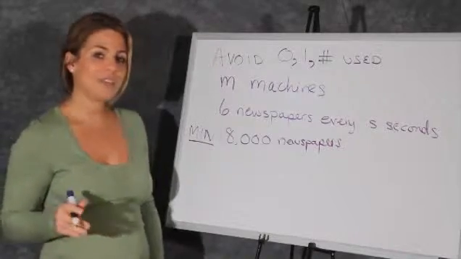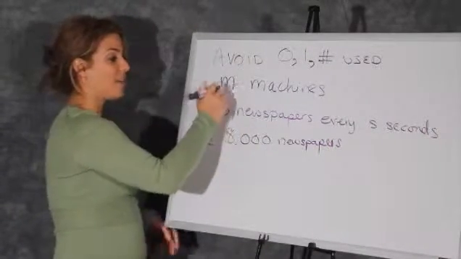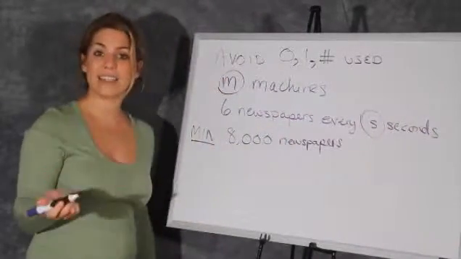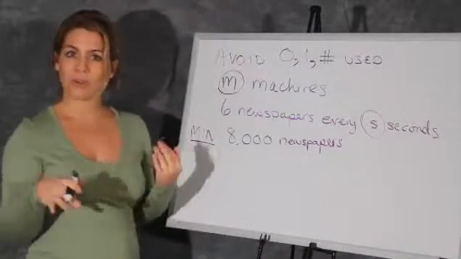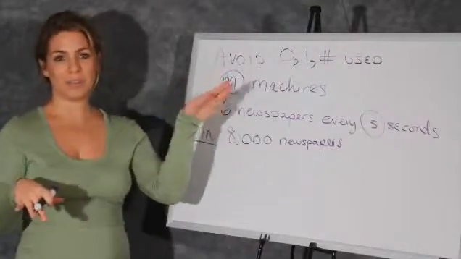Now there's a couple of things that you want to pay attention to here. Number 1, we have a lot of letter variables. We have M machines, S seconds, and those make the question a little more awkward for us to work with because we much prefer dealing with numbers.